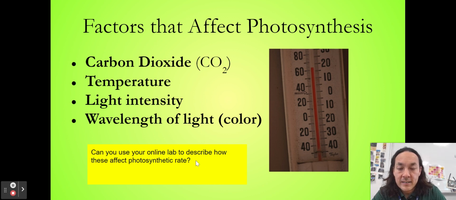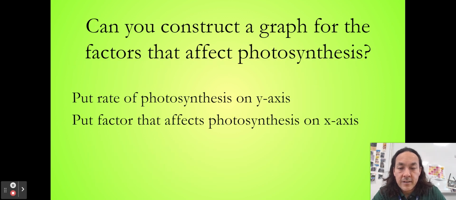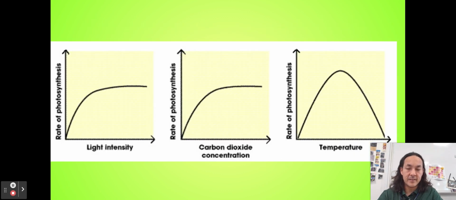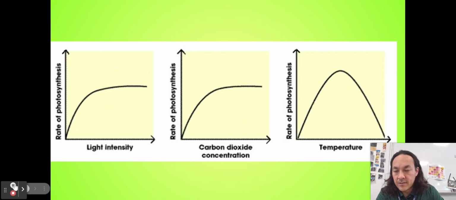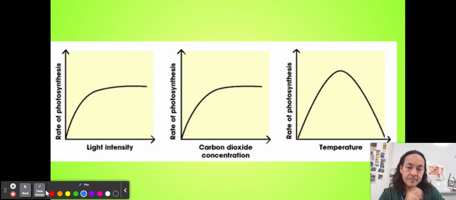All right, we did an online lab to check this out, so you could try that again as well. Can you construct a graph for this? I won't ask you to construct a graph from scratch. I would either give you data or I would give you graphs and ask you to describe what's going on. So let's look at these. Can you describe what's happening in each graph? If we look here, for light intensity, we see that to a certain point, increasing light intensity increases the rate of photosynthesis. Maybe that's 100 watts.